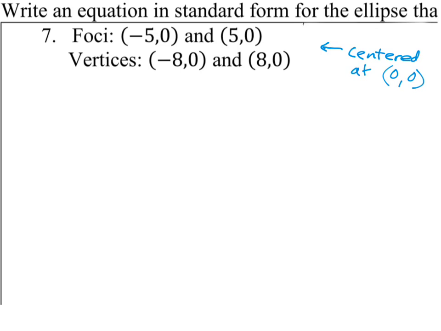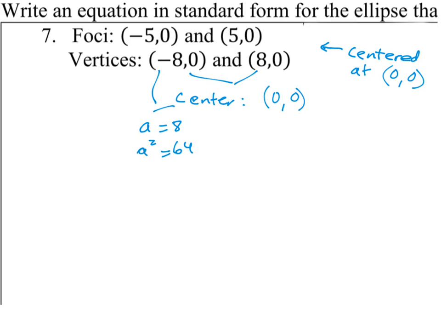So the way I can tell this is centered at 0, 0 is just get the halfway point between your vertices. You can also do the same with your foci. Your center is going to be halfway between negative 8, 0 and 8, 0, which is at 0, 0. And this also lets you know, using your center and one of your vertices, that distance, that's the A distance. So A is going to equal 8, which means A squared is going to equal 64.